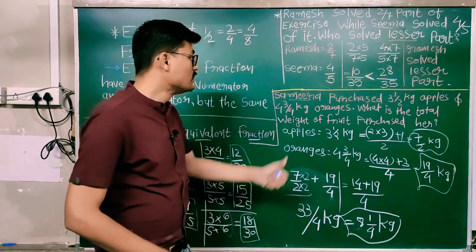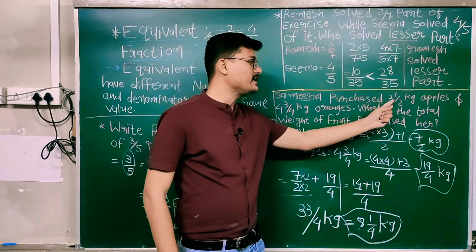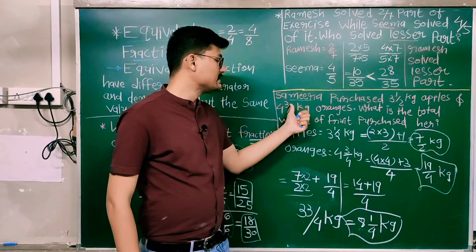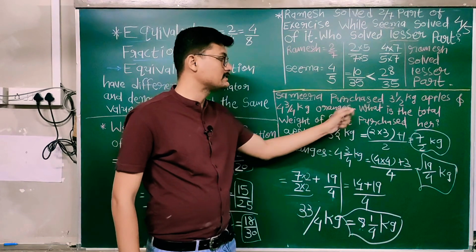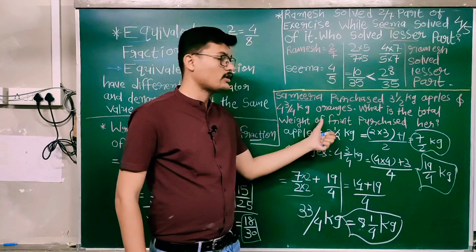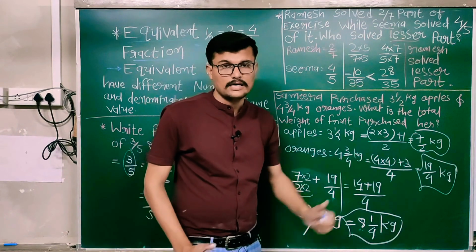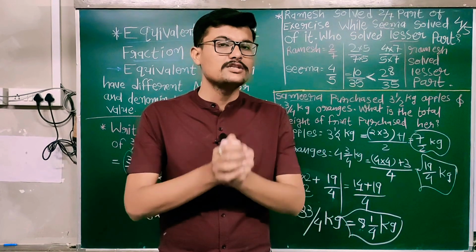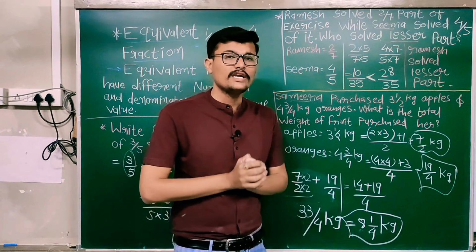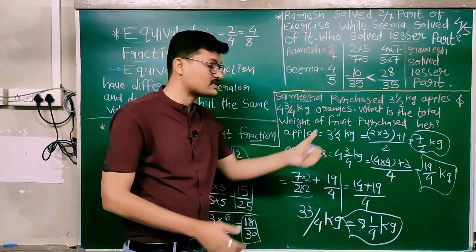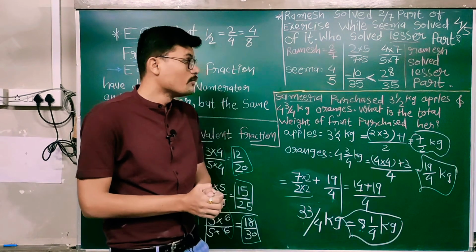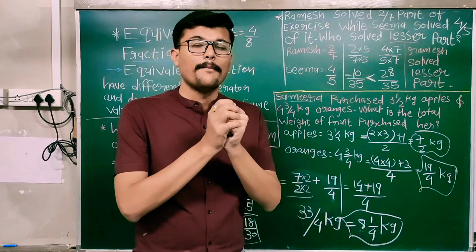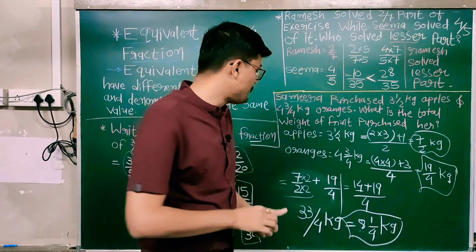Let's see. Samira purchased 3 1.5 kg apples and 4 3 upon 4 kg oranges. What is the total weight of fruit purchased by her? यानी कि यहाँ पे समीरा ने 3 1.5 kg जो है वो एप्पल्स यहाँ पे परचेज किए हैं एंड 4 3 upon 4 kg जो है वो ऑरेंजेस परचेज किए हैं. So now, based on that data, I want to find the total weight of the purchased fruit.